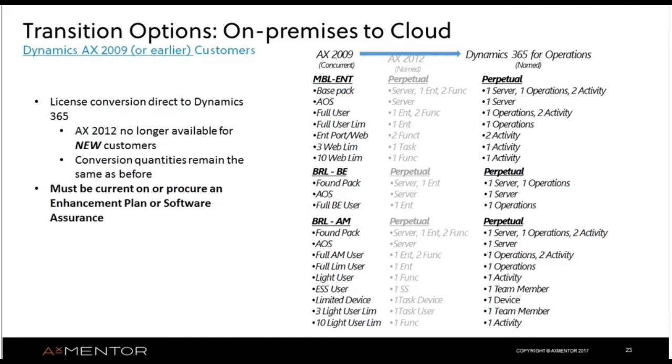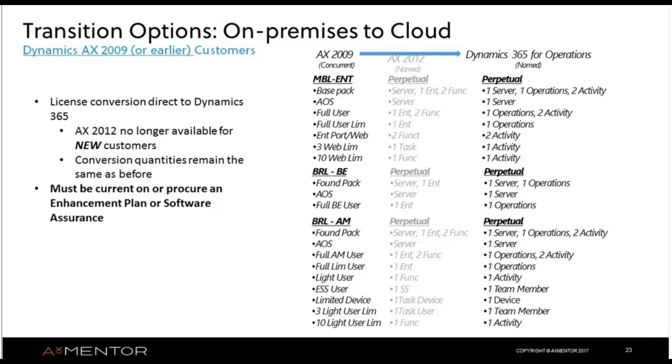graphic because it's a quick graphic that shows you how your licenses convert. Previously, when you were looking to upgrade, if you were at 2009 or before, you would upgrade to 2012 type licenses and then potentially convert those 2012 licenses over to 365 to get the ultimate benefit. As you can see, for instance, this base pack equates to one server, one operations. When I say operations, that's that full user. And 2 activities. So especially for 1 license, you're now getting 3.